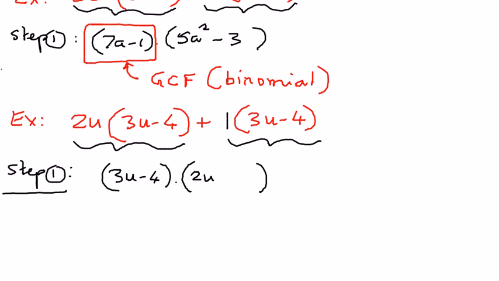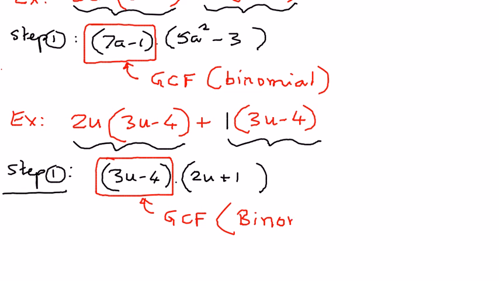So therefore 1s are implied. It is not 0. 0 times any number or any term is going to go to 0. So 1s are implied. So therefore we're going to write 1 in this part here. Therefore, in here, as you can see, 3u minus 4 is what is called the greatest common factor, and this time it is a binomial. So a binomial could be a greatest common factor in a given expression, and this is the way to do it.